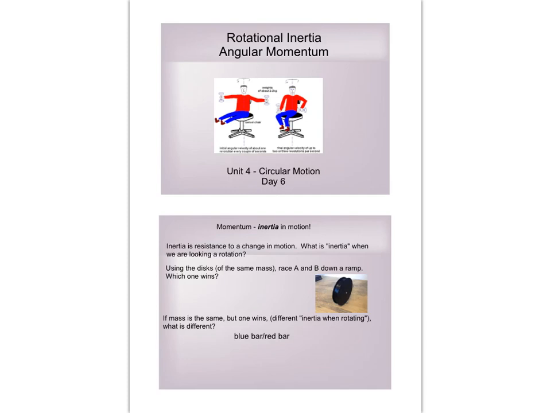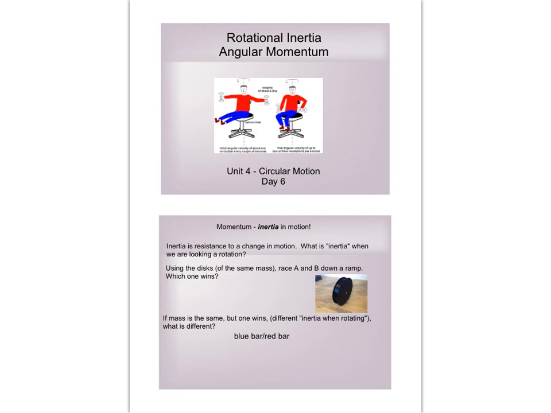Today we're going to talk about rotational inertia and angular momentum. But to start, let's review what inertia is. Inertia is the object's tendency to stay in the state of motion that it's currently in. It resists change in motion, and inertia is measured by mass.